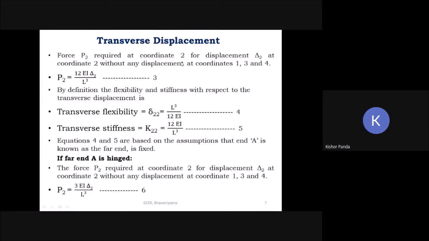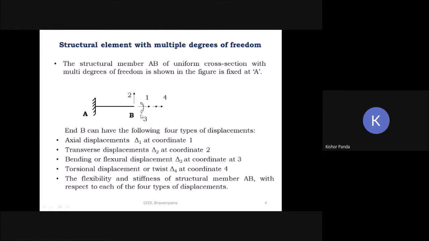Then, transverse displacement. Consider the force P2 required at coordinate 2 for displacement delta 2 at coordinate 2, without any displacement at coordinates 1, 3, 4. Let us take here, this is coordinate 2. When the force P2 is acting along this direction, what is the displacement caused due to this force? Delta 2. And there is no displacement along the 1, 3, and 4 directions. Only the force is acting along the transverse direction, and the displacement along this direction is delta 2, with P2 and delta 2.